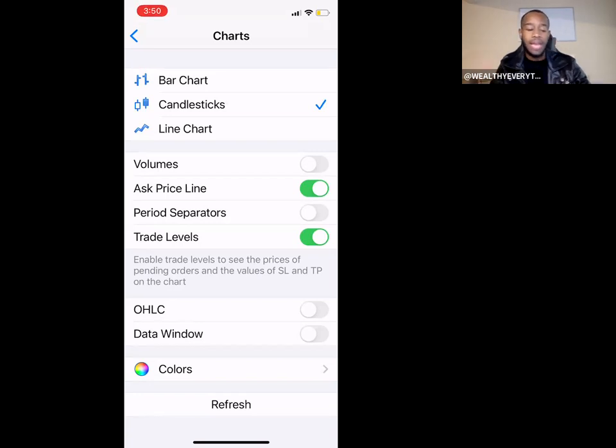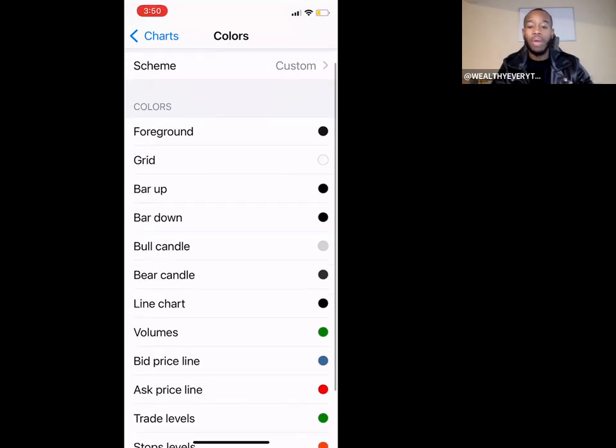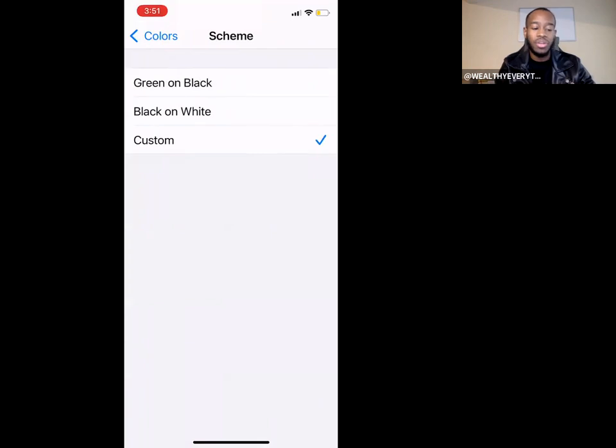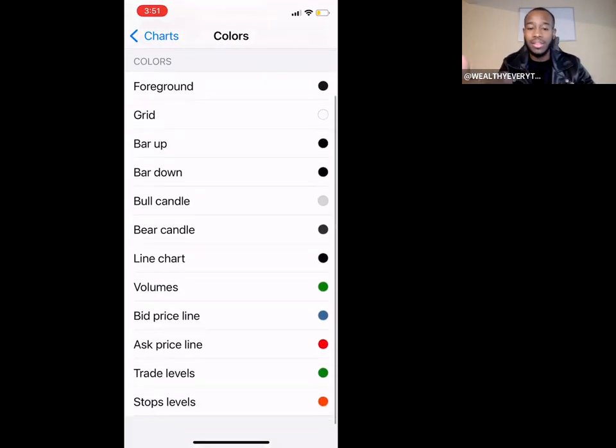So last thing I want to show you guys, colors. This is super key. If you want to change the way your charts look, you can actually change the colors and the background and all these different things. What I want you guys to do is you can screenshot this. But the only thing that you're going to need to change, right? So when you click scheme, you should click black on white, right? Click black on white and then screenshot this screen.